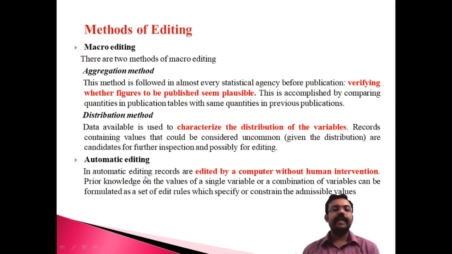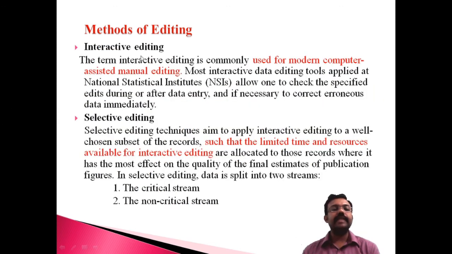This category is mainly used by professionals for logical purposes, and some media organizations use the automatic editing process to complete their activities. These are the different methods of editing. Once again, the first category is interactive editing, which uses the computer with the help of manual editing. The second is selective editing. Suppose time is constrained, we can use selective editing, which is a part of interactive editing. There are two streams in selective editing: one is critical and one is non-critical.